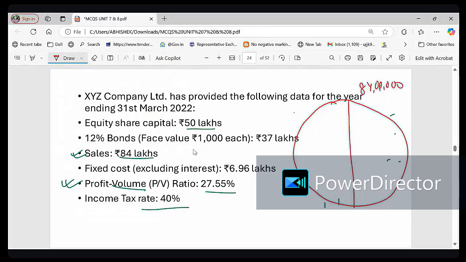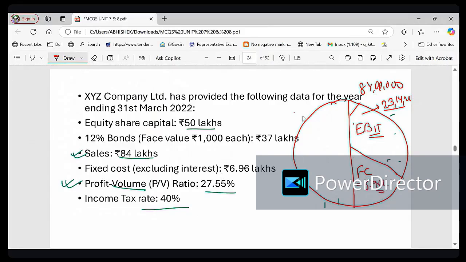Variable cost is not given. Contribution is how much? So this portion, contribution is 23 lakh 14,200, right? And this contribution consists of some fixed cost, and the remaining portion which is left is called EBIT, right? So how much is the fixed cost? Fixed cost is 6.96 lakh.